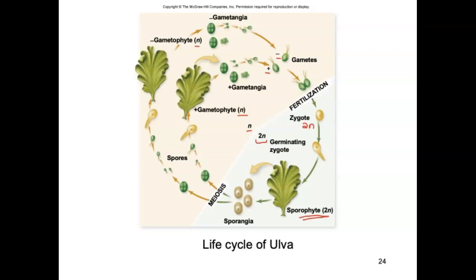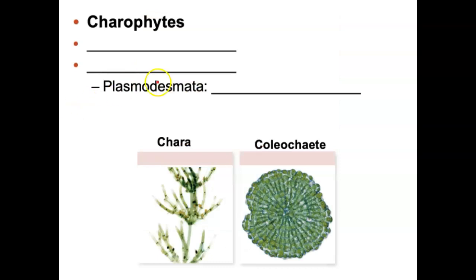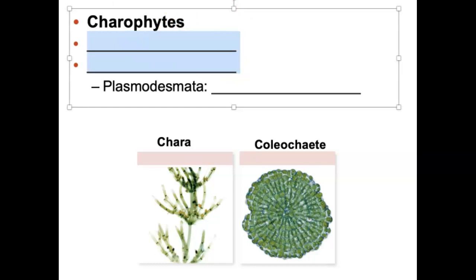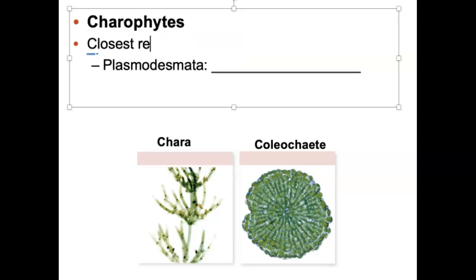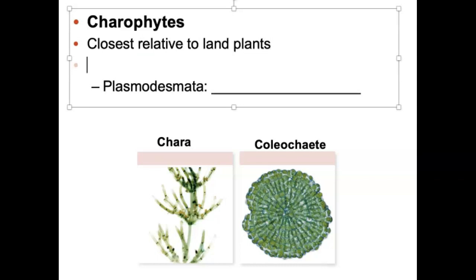So is that just kind of a weird, goofy way of reproduction? Okay. So that takes care of the chlorophytes. Now we want to take a quick look at the cherophytes. So this is another type of green algae. Cherophytes fall under the green algae. These guys are the closest relative to the land plants.